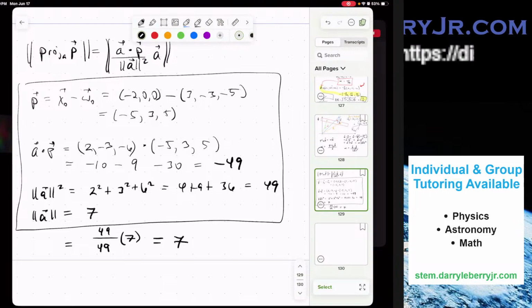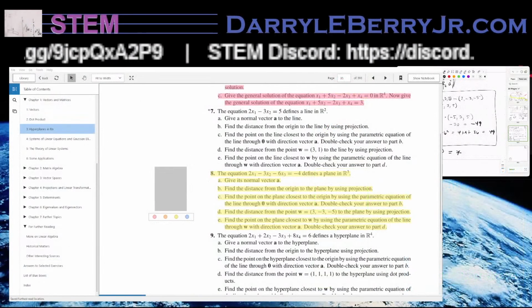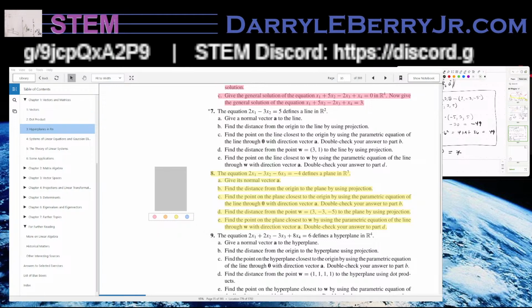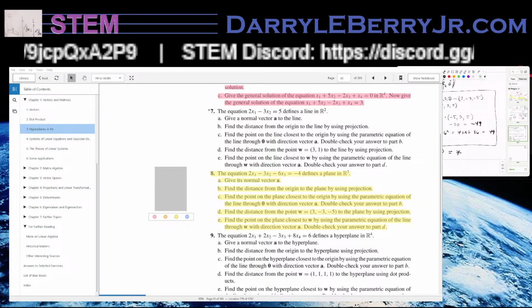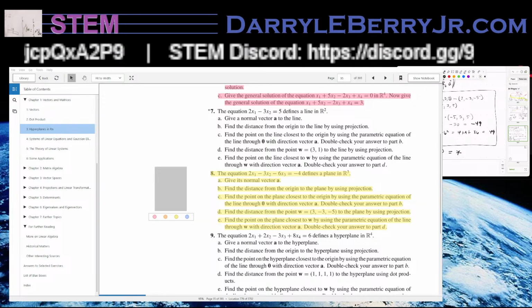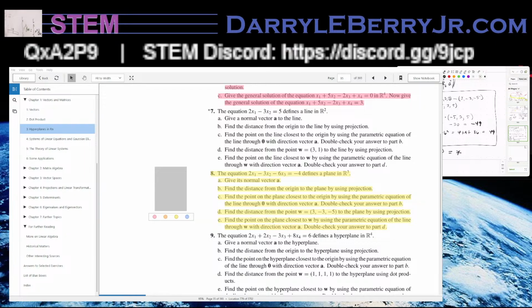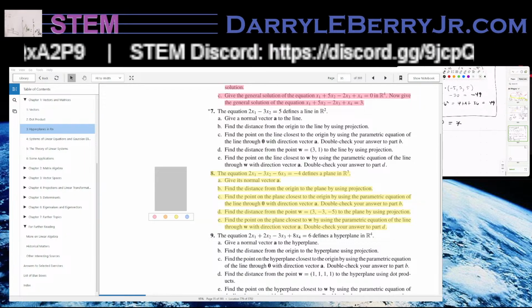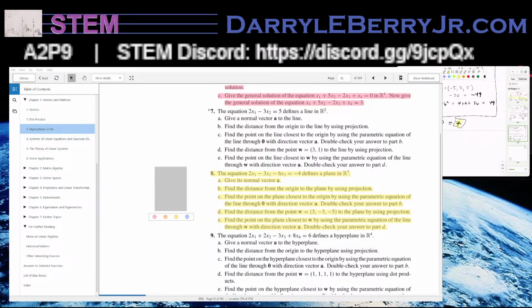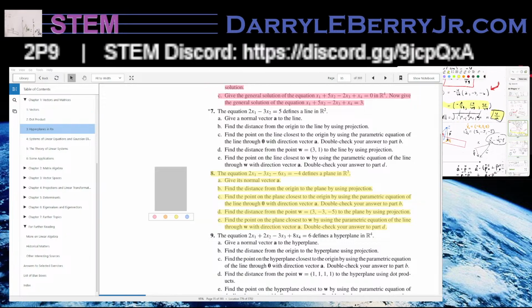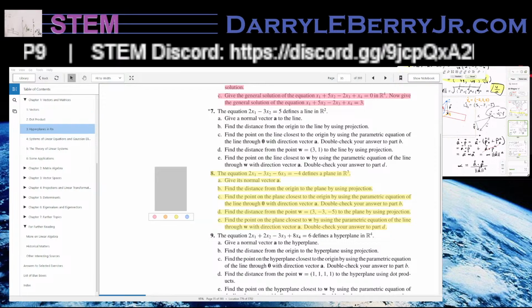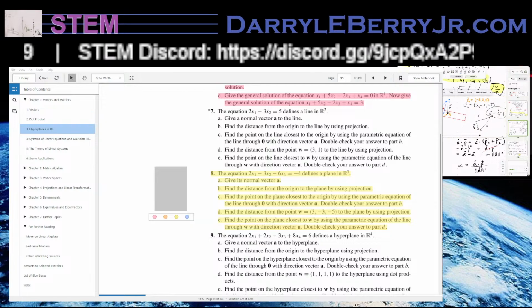Yep, it equals 7. So that's correct. So now the next question is saying, find the point on the plane closest to W by using a parametric equation of the line through W with direction vector A. Okay, so we're going to copy this same drawing.